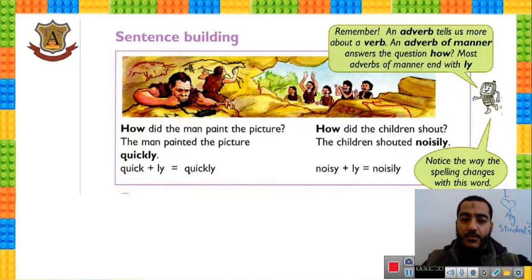So, how? The word how, it's a question word, as you know. All of you know the meaning of how. How is telling you the way something is done. So, how is a question. To answer it, you have to answer with an adverb. Okay?